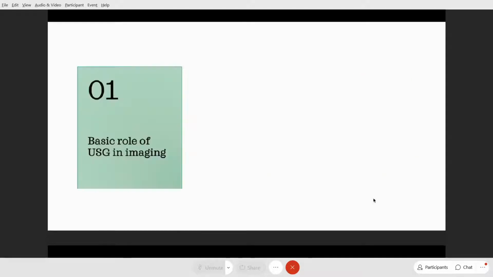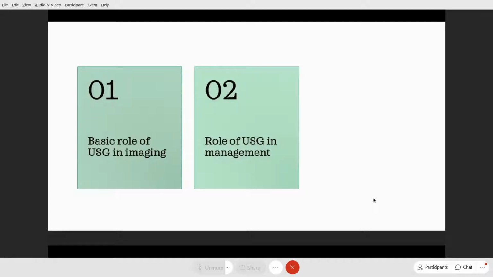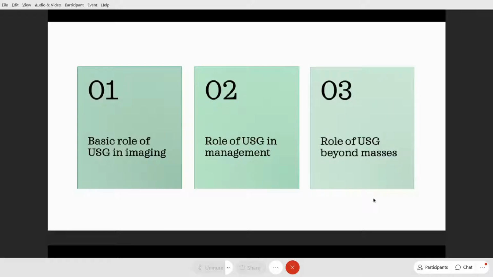So I have basically divided the set of cases into three major divisions. The first set of cases will talk about the basic role of ultrasound. The second set will talk about the role of ultrasound in influencing the management. And the third one is how we can use ultrasound beyond masses, and what is the advantage of using these advanced technologies in characterizing them better.